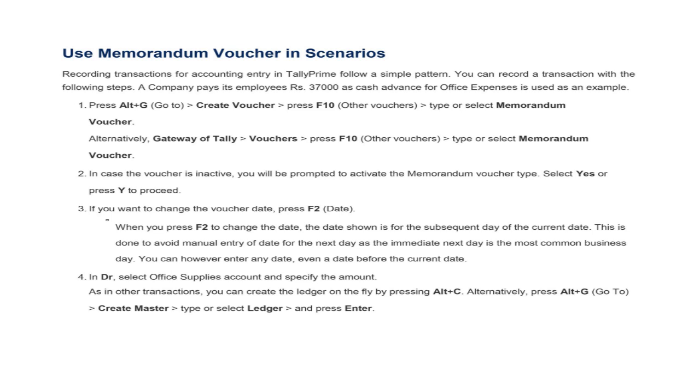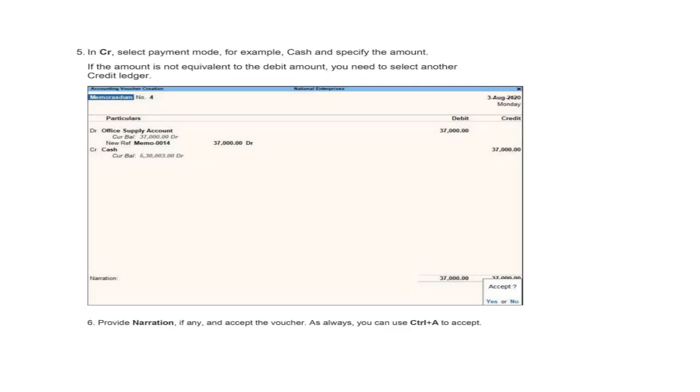4. In DR, select Office Supplies account and specify the amount. As in other transactions, you can create the ledger on the fly by pressing Alt plus C. Alternatively, press Alt plus G, go to, create master, type or select ledger and press Enter. 5. In CR, select payment mode, for example, cash, and specify the amount. If the amount is not equivalent to the debit amount, you need to select another credit ledger. 6. Provide narration, if any, and accept the voucher. As always, you can use Ctrl plus A to accept.